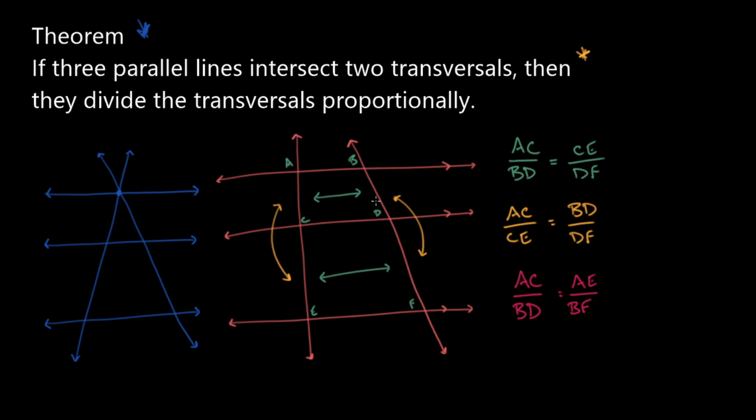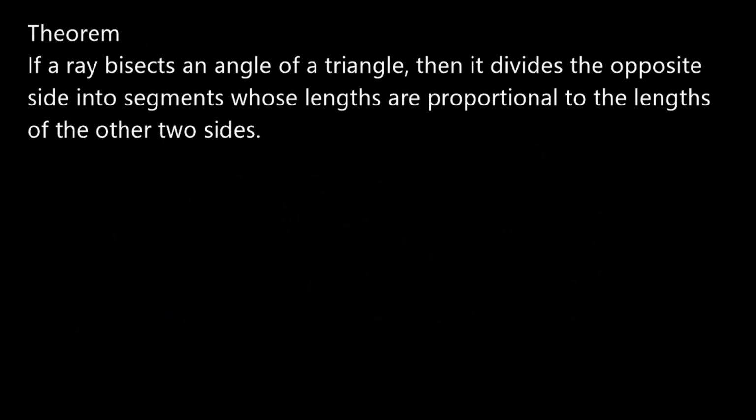So that was theorem number 3, and I have one more that I want to talk about, and this is kind of the odd one out. I feel like it's still going to divide things proportionally, but in a little bit different way. So it says that if a ray bisects an angle of a triangle, then it divides the opposite side into segments whose lengths are proportional to the lengths of the other two sides.